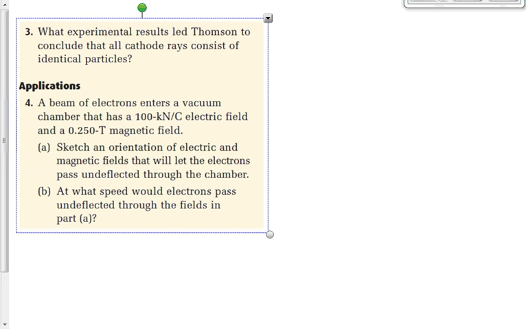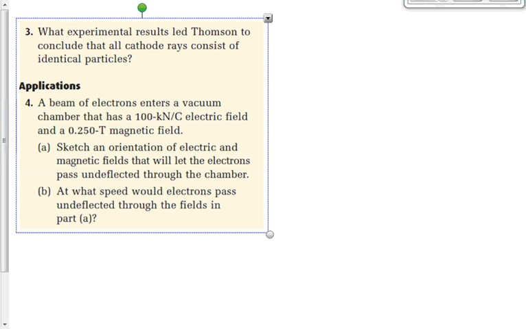Let's get 3. What experimental results led Thomson to conclude that all cathode rays consist of identical particles? That's a good question, because I don't think that when we went over the cathode ray tube that we actually addressed that question per se. So you might have to kind of read between the lines here a little bit, give a little bit of thought to this. What experimental result led Thomson to conclude that all cathode rays consist of identical particles? What do you think it is? What told him that they were subatomic particles?